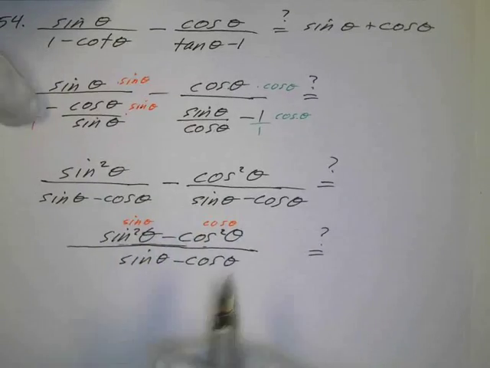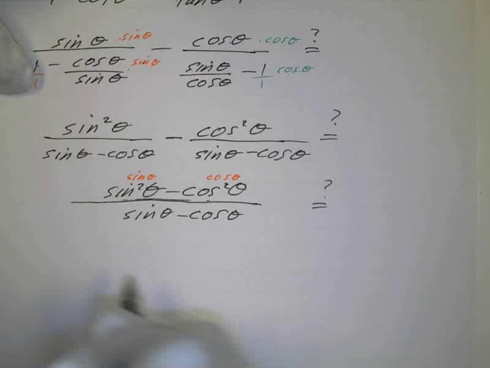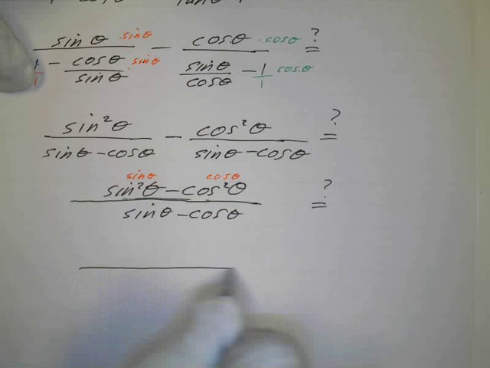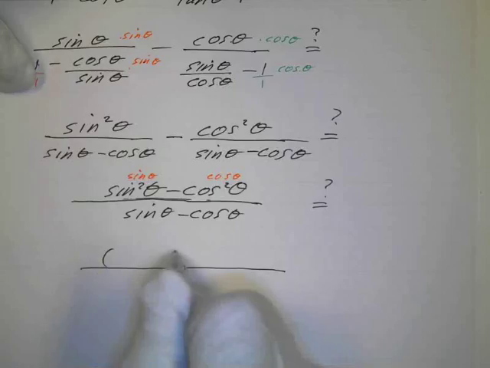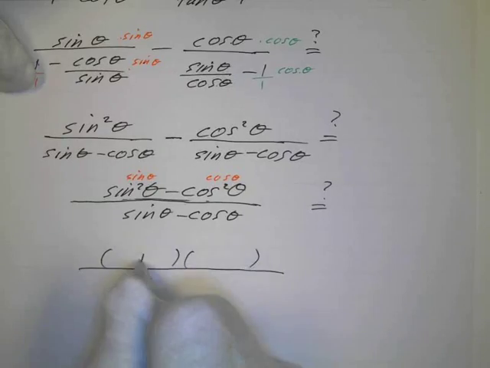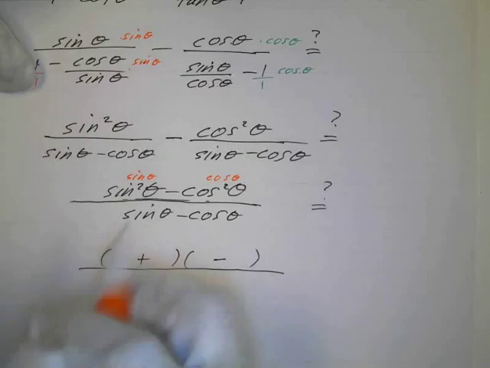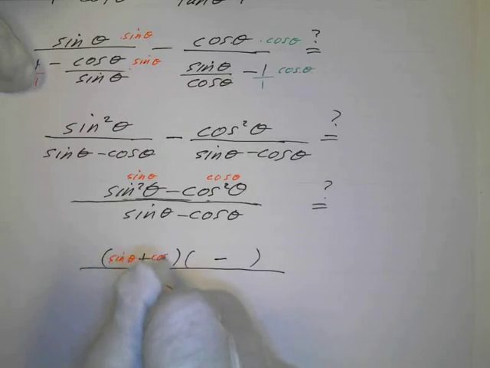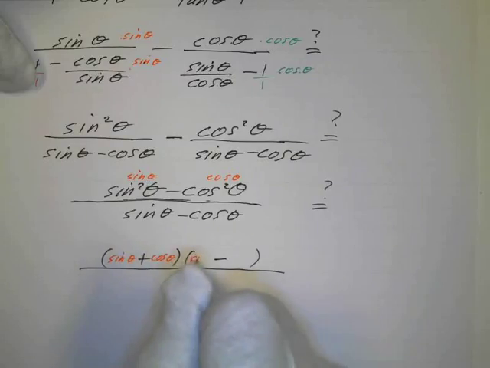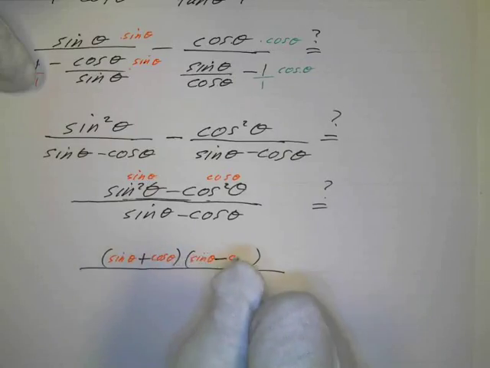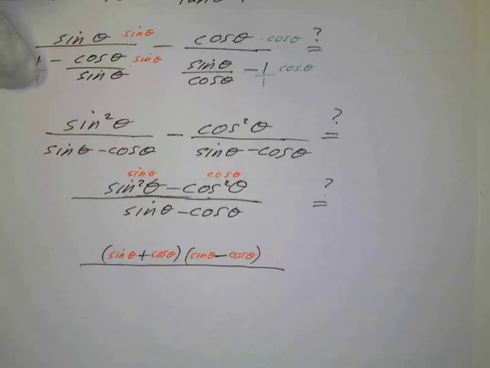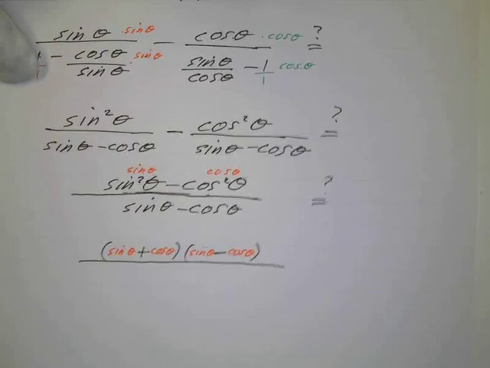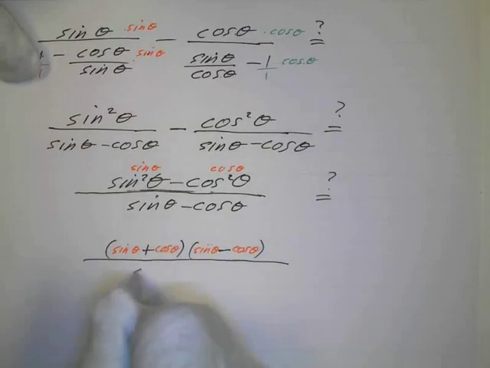So on the top of your fraction, you have the product of the sum and difference of those little numbers. So I've got the sine of theta plus the cosine of theta, and I've got the sine of theta minus the cosine of theta. And on the bottom, what have I got?